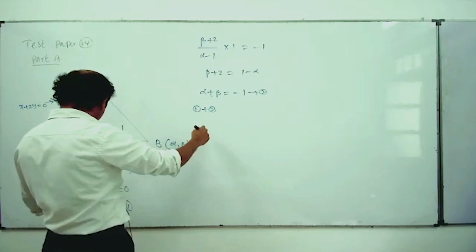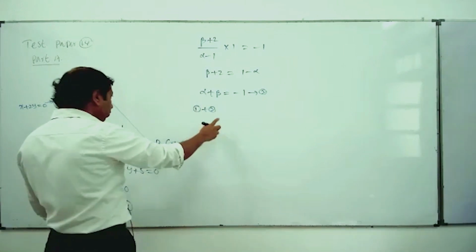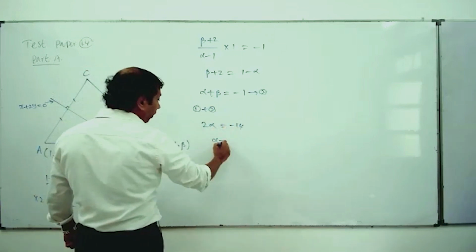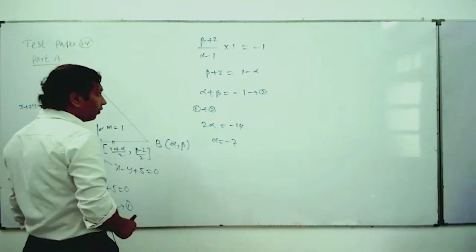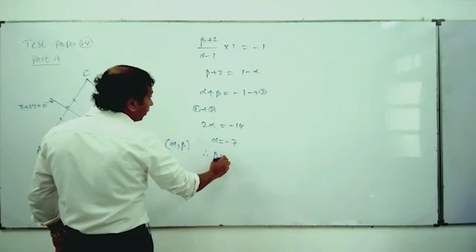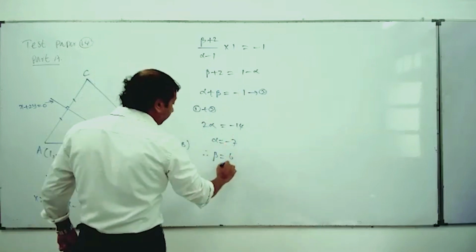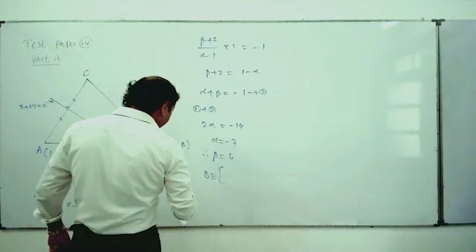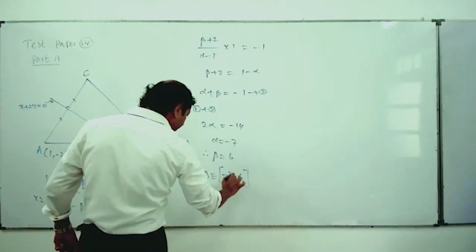we get 2 alpha. Minus beta plus beta will cancel off. Minus 3 minus 1 is minus 4, so alpha is minus 2... alpha is minus 7. When alpha is minus 7, put that minus 7 here: beta minus 7, you take the right hand side, plus 7, then beta is 6. Then the point B comes as alpha minus 7, beta 6, which means point B is (minus 7, 6).